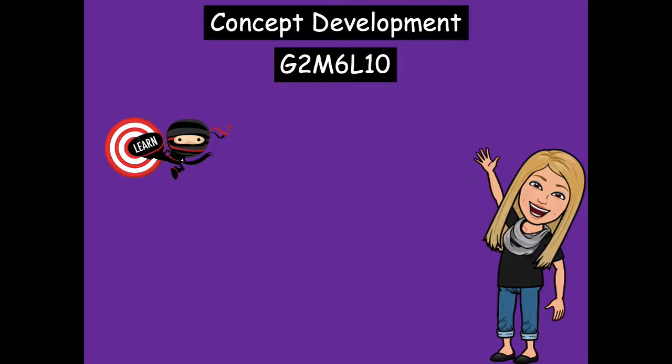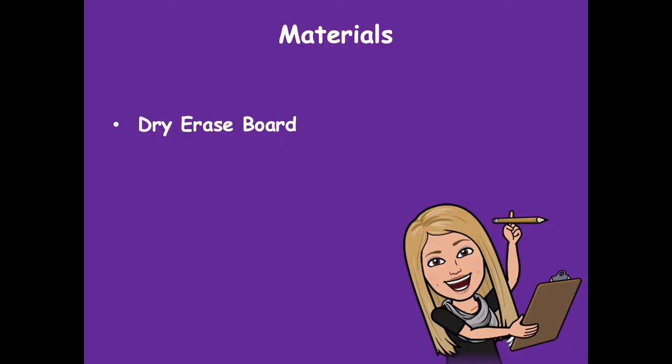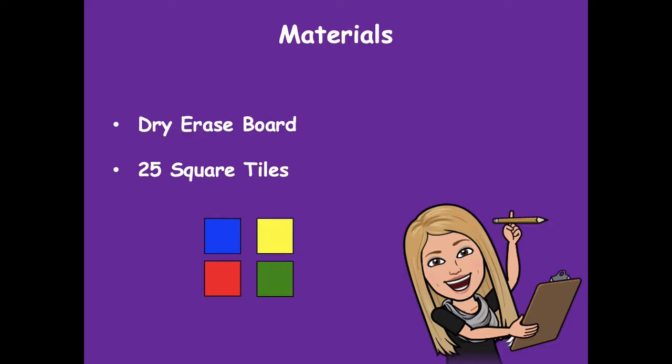For our lesson today, we're going to talk about how we can create arrays using our square tiles. So our learning goal for today says I can use square tiles to compose a rectangle and relate it to the array model. The materials that you'll need for this lesson are your dry erase board. You'll need 25 square tiles, which look like these guys. If you don't have them, you'll just have to draw a picture.